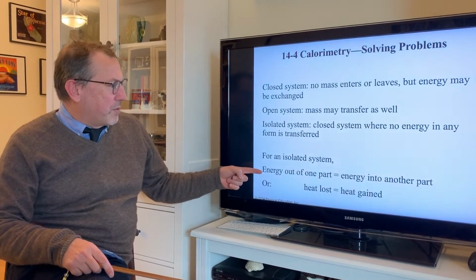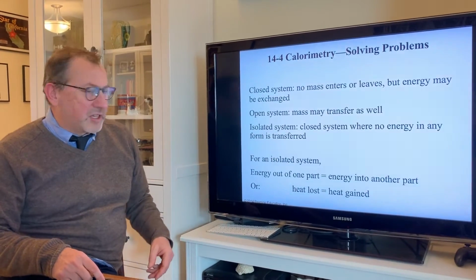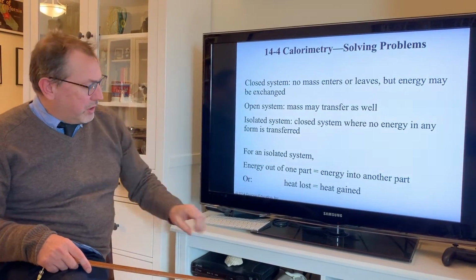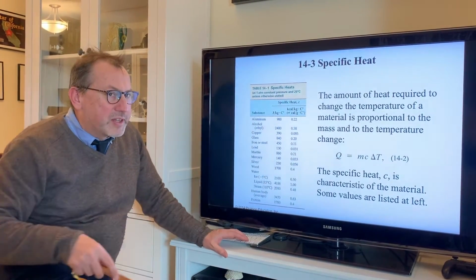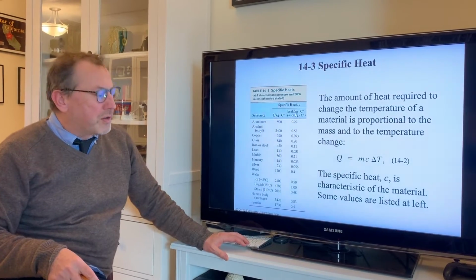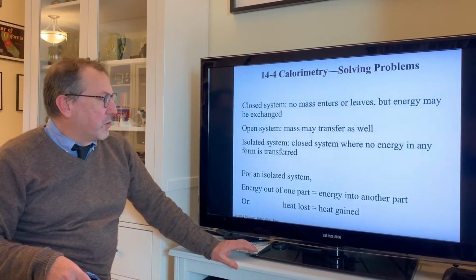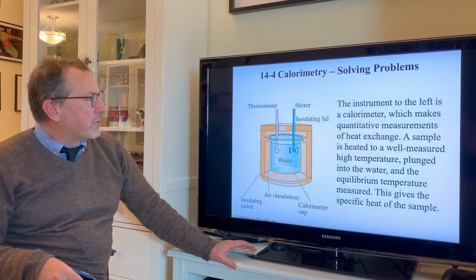The energy out of one part equals the energy into another part. Heat loss equals heat gain, or the sum of Q equals 0. If we go back here, you can imagine Q always indicates heat flow. If I add up all of the various heat flows in a calorimeter, it's equal to 0 because we have no heat coming in or out of the system.